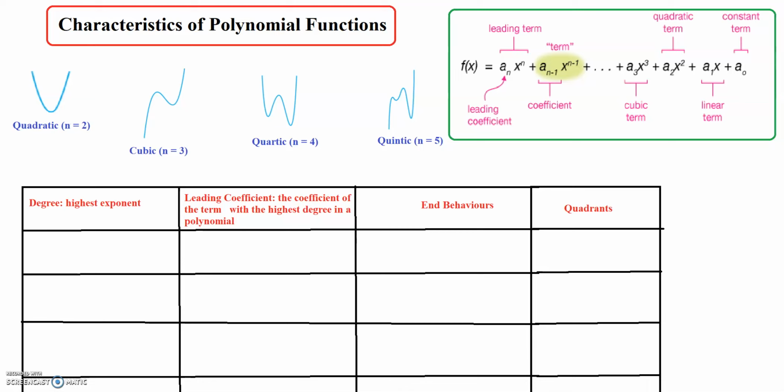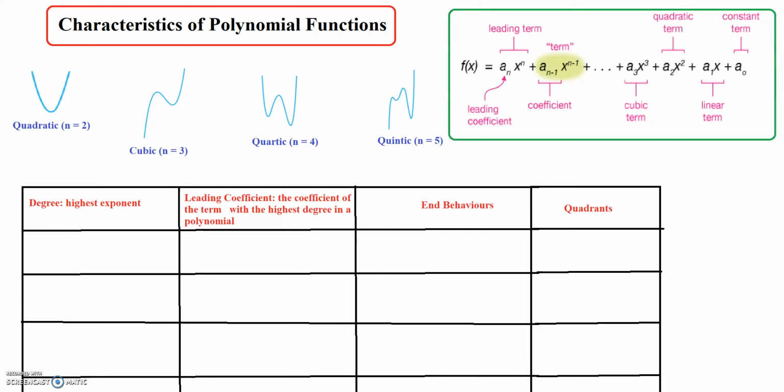Today's topic is characteristics of polynomial functions. In order to understand this topic, I made a table that has 4 columns. The first column is about degree, which is the highest exponent. The second column is the leading coefficient, the coefficient of the term with the highest degree in a polynomial. And then the end behaviors, at the end the quadrants. Or you can switch the order of the quadrants and the end behavior.